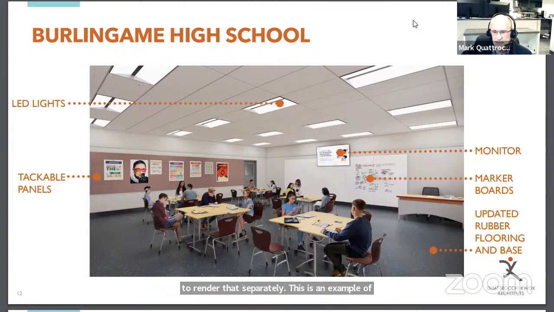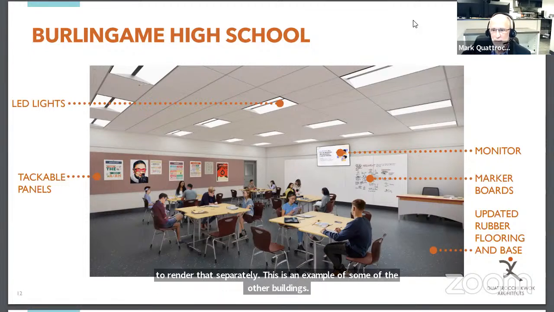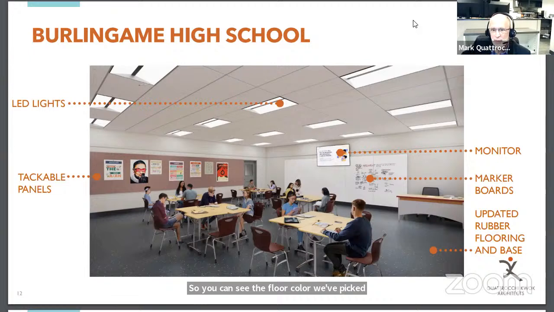You can see the floor color we've picked here is a little bit more muted, but that allows us on the tackable wall panel to have a little bit more color. Again, the ceilings, in this case, still have the recessed LED light fixtures and the new acoustical ceiling tiles. And then again, you're seeing the marker board as well as the monitor. There is a desk shown here.